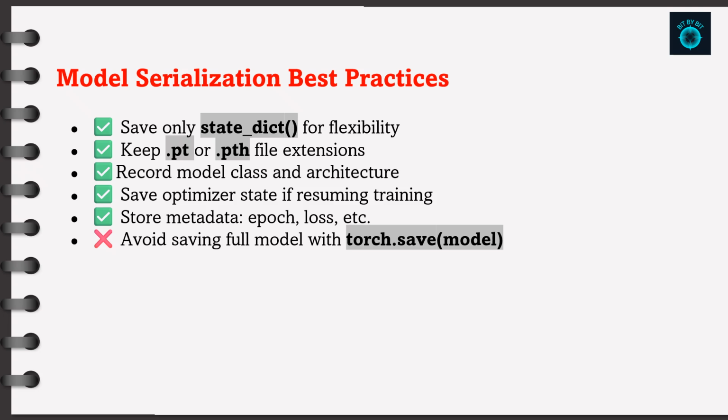If you plan to resume training later, you should also save the optimizer state dictionary as well as any relevant metadata, like the training epoch, loss history, or learning rate. Avoid saving the entire model object using torch.save(model). It captures both code and weights, but it ties your model to the Python environment and may break if code changes. Now let's look at a complete save and resume pattern in code.